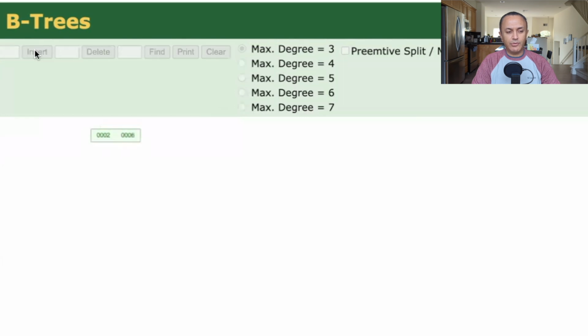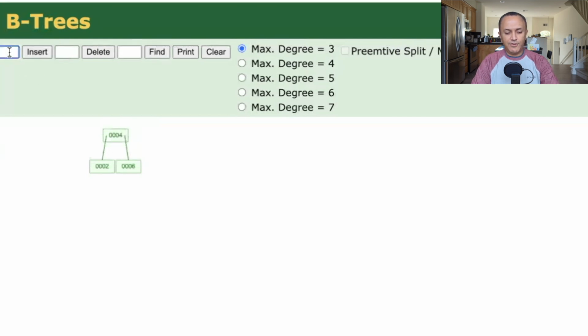We have space in the root node, so we're just going to insert it in the root node as well. Now the root node is full. If we try to insert another node, let's say 4, for example, that should go between 2 and 6. However, because the node is full, now we have to split. So the middle value, which is 4, becomes the new root, and then 2 and 6 become its children.